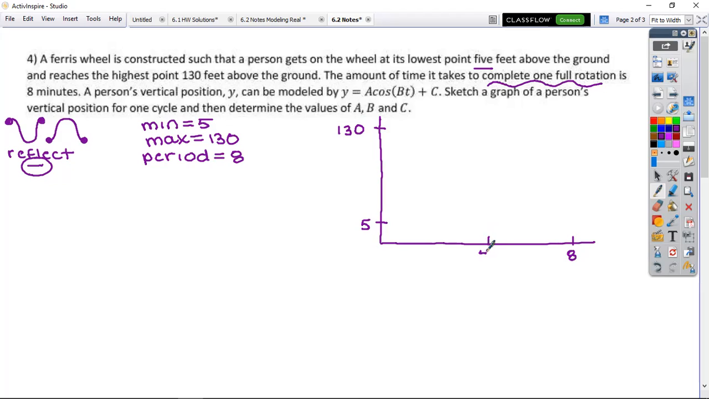Halfway is 4. So here's 0. So this is time in minutes. Really should be labeling these, I apologize. And then next over here is going to be your height in feet.